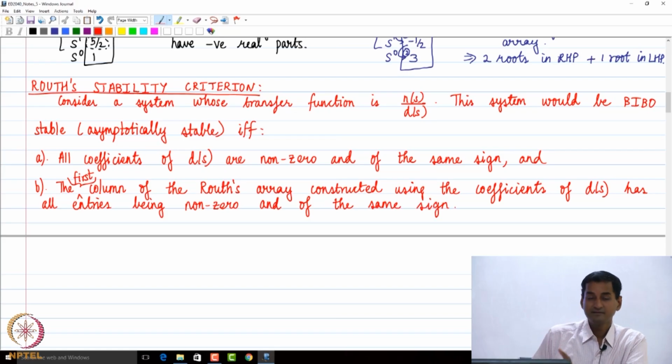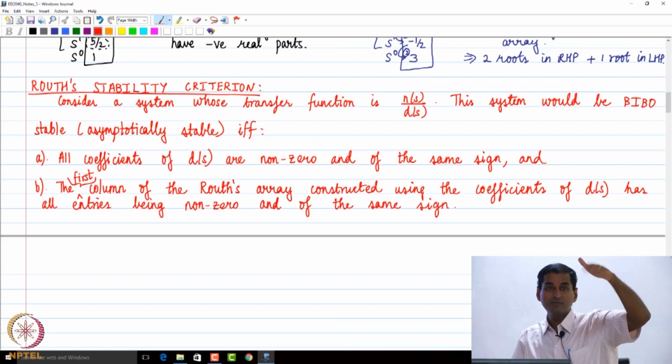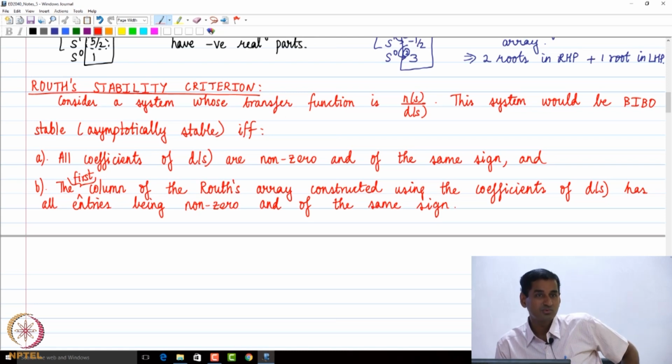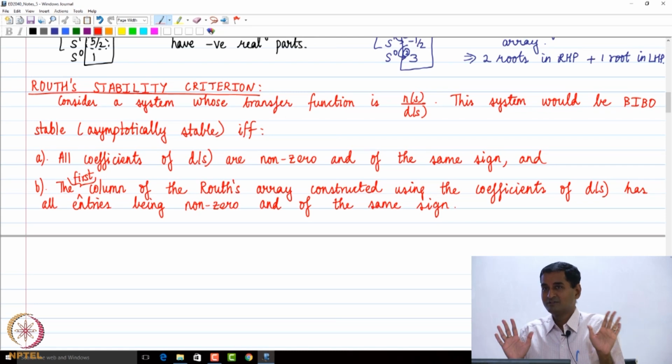Okay, those are the two conditions. Once again, please note that BIBO stability means you can't have poles on the imaginary axis either, right? That's ruled out. So I can't have a 0 in the first column. I should have non-zero entries in the first column and they should all be of the same sign. Those are the two conditions as far as the Routh stability criteria is concerned.